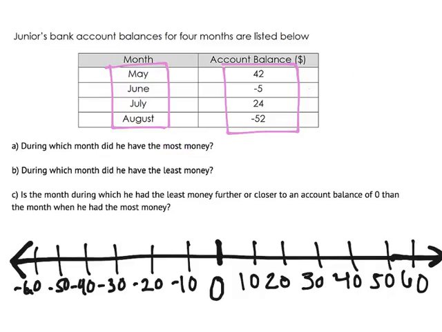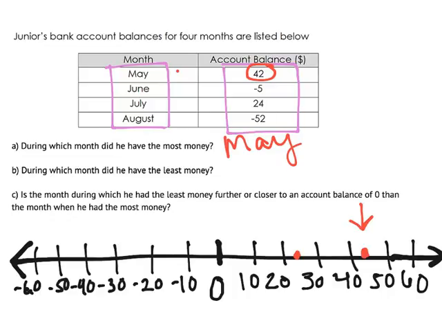I see that in May he had $42, and I see in July he had $24. So in my mind, using the number line provided as a tool, I know 42 is going to be somewhere around here, and I know that 24 is going to be somewhere around here. I know that the further to the right on the number line, the greater the value. So $42 was in the month of May.